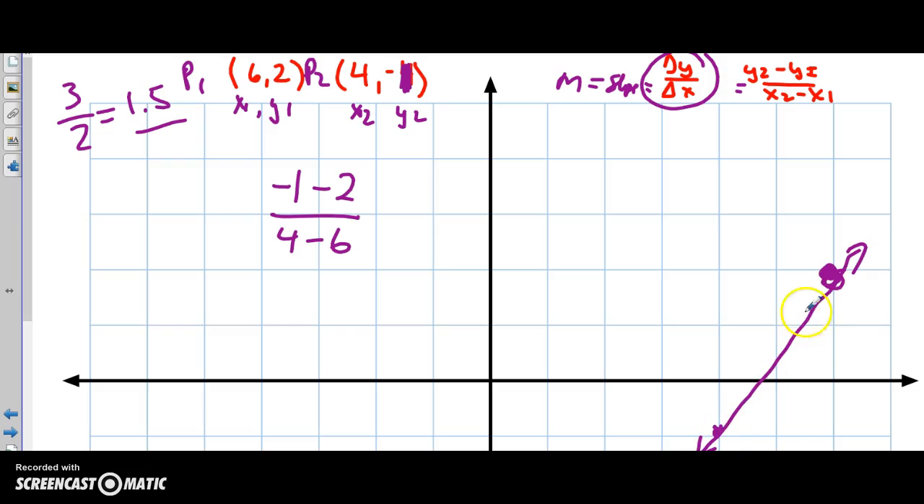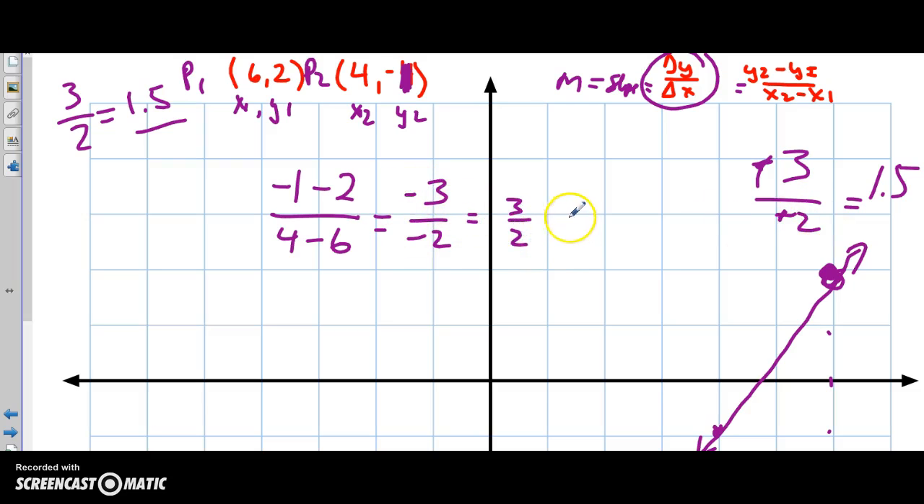My rise from here to here is -1, -2, -3 because I'm going down, and my run, well, this is positive run, so this is going to be negative run, -1, -2. So I go from here to here, and I have -3 over -2. These negatives cancel each other out, and I'm left with 1.5 or 3/2, which I have over here. So it won't matter which order you put it in. Once you have it written down, -1 minus 2 is -3, 4 minus 6 is -2. So you have what you had over here, 2 negatives. They cancel themselves out, and you're left with 3/2 as your slope, or 1.5.